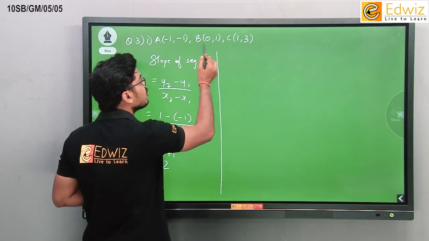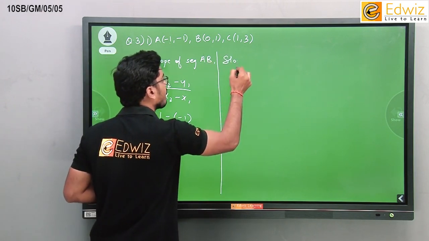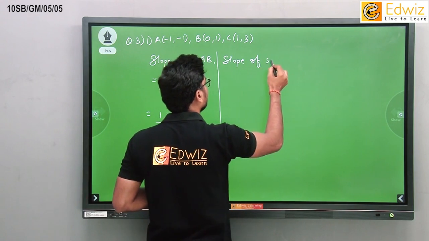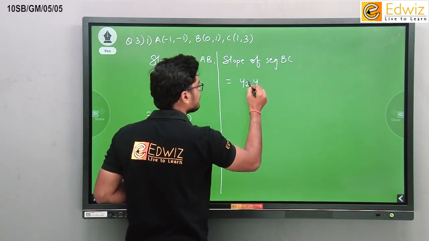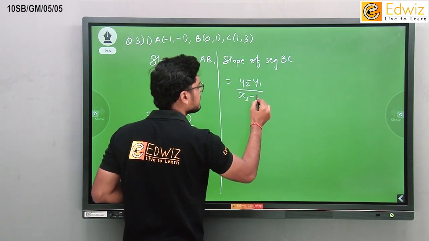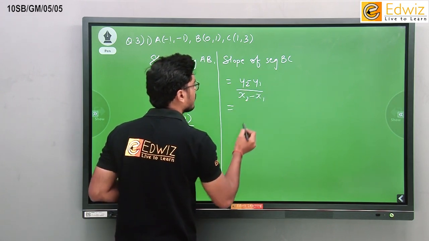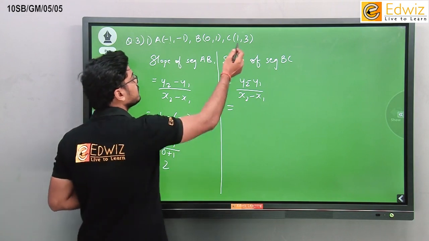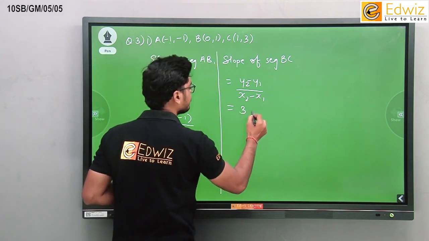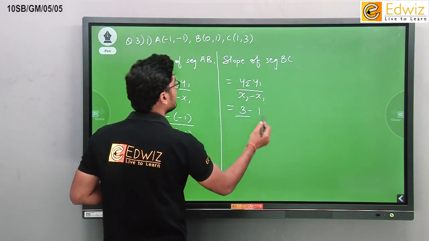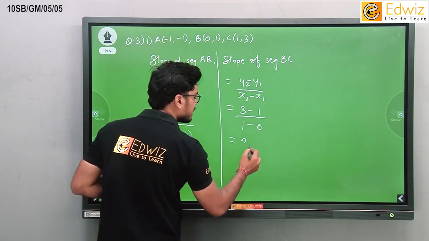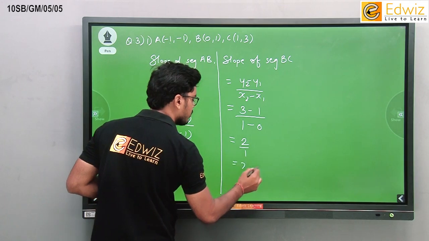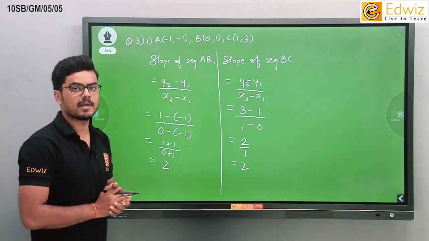Similarly, we will find out the slope of segment BC. So this will still be equal to y2 minus y1 upon x2 minus x1. This is just the formula. So substitute the values. 3 minus 1, y2 minus y1, divided by 1 minus 0. Now look here, we are getting the same answer, 2 upon 1, that is 2. This is the slope of segment BC.